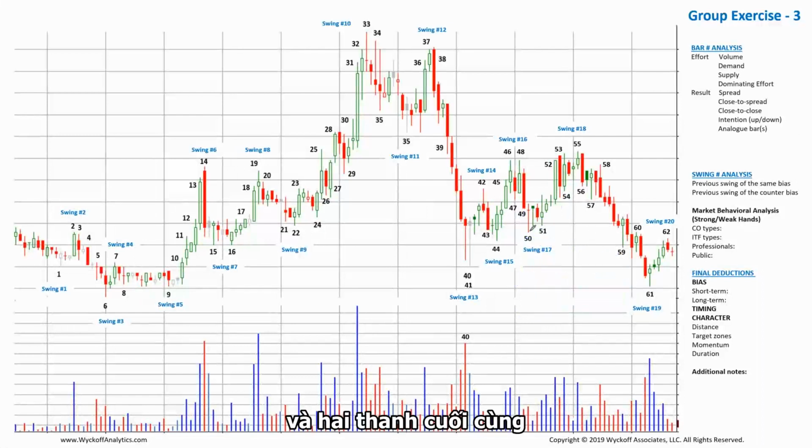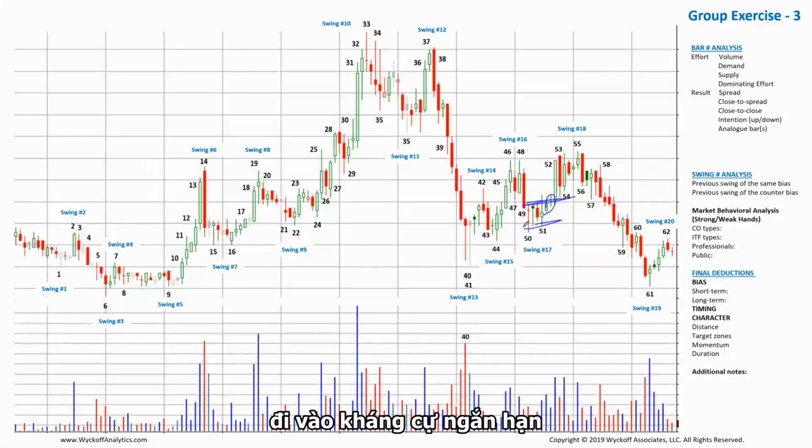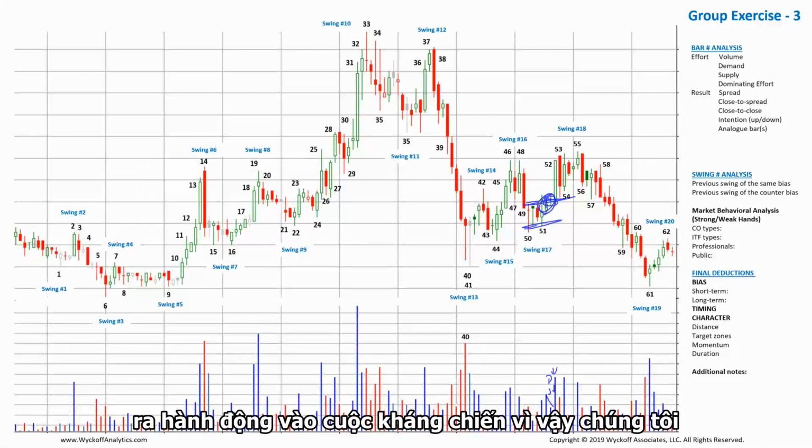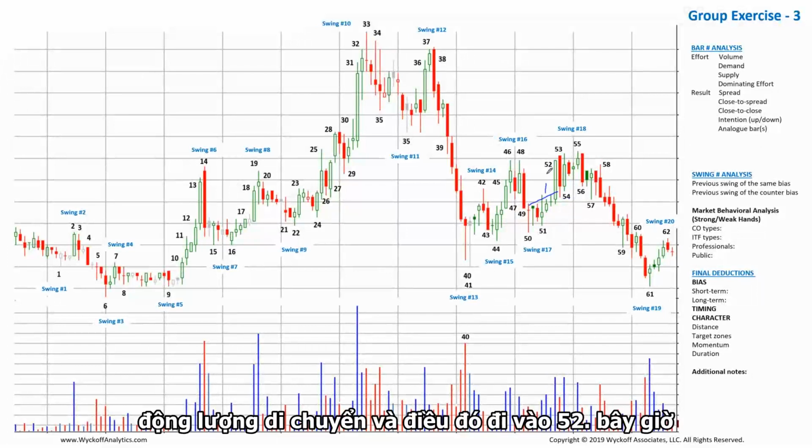And the last two bars I have in the price characteristic of a feather. And I'm sure that on the intraday you could see this. So we're coming into the short-term resistance right here, and look how the supply and demand signature are diminishing on the reaction. There is some kind of grinding out action into the resistance. So we know that after the feather, what are we going to have? We're going to have some kind of momentum move, and that goes into 52.